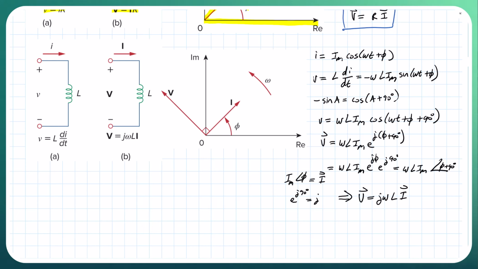Okay, so that's how we derive this relationship here. If we look at this voltage, this is how we can convert it in the relationship. You'll see it is going to be this graph here. Inductors in this case have a phase shift between the voltage and the current.